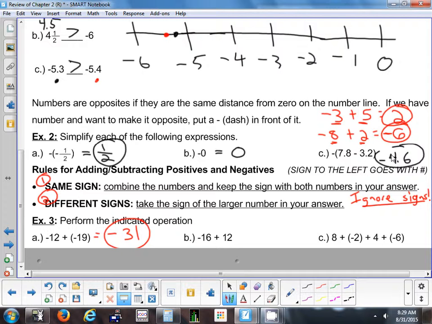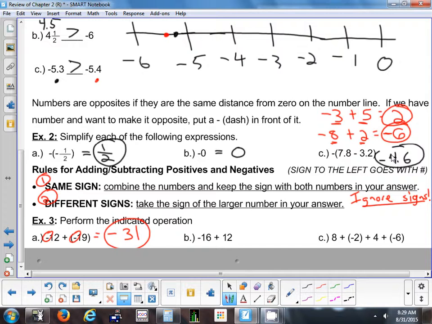Like Mr. Hager just showed you guys a really good tip earlier about making sure you put your negatives in there. So negative 31. Same sign: I want to keep the sign and add the numbers together. It shows up all year long, guys. That's why I'm spending so much time on it.